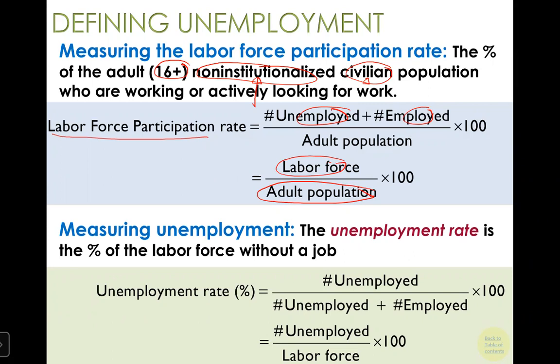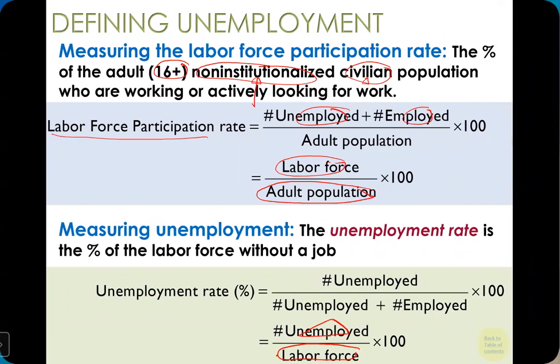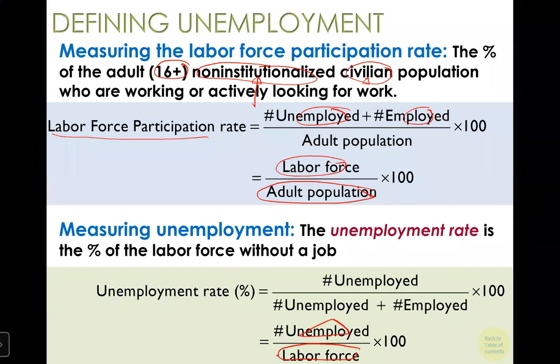Similarly, we can look at the unemployment rate via this formula. The key thing here is the denominator is the labor force. The numerator is obviously the unemployed, but we divide by the labor force. I want to emphasize you do not divide by the adult population or the total population. You divide by the labor force. That is our denominator. Those are the definitions.